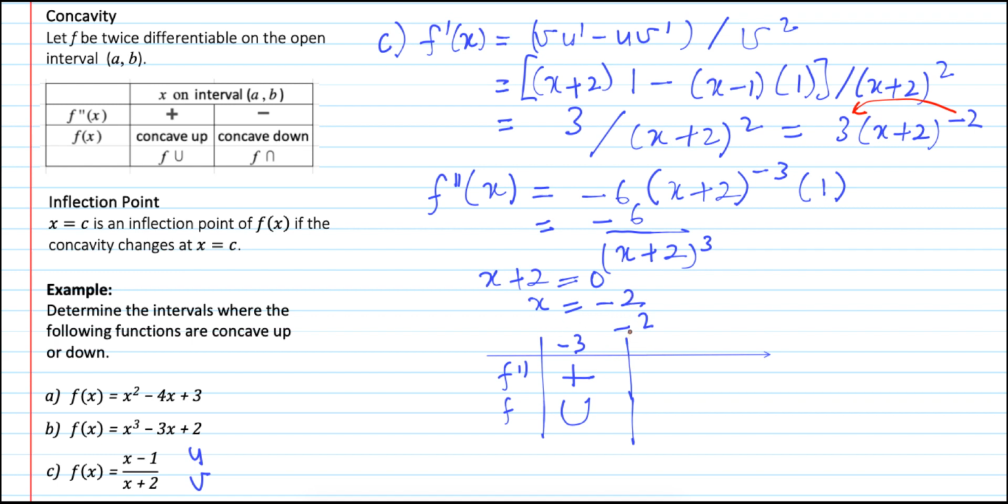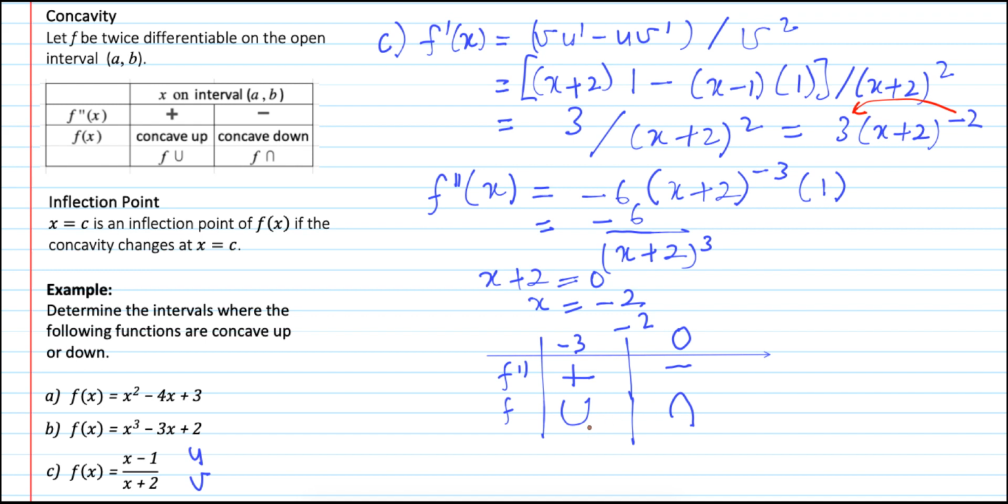Now we have to check for x greater than minus 2. For example, x equal to 0. I choose 0 because it is easier for us to calculate. Substitute 0 into x, we have 0 plus 2 equal to 2. Power 3, you get 8. Minus 6 over 8 is a negative number. Therefore, for x greater than minus 2, the function is concave down.